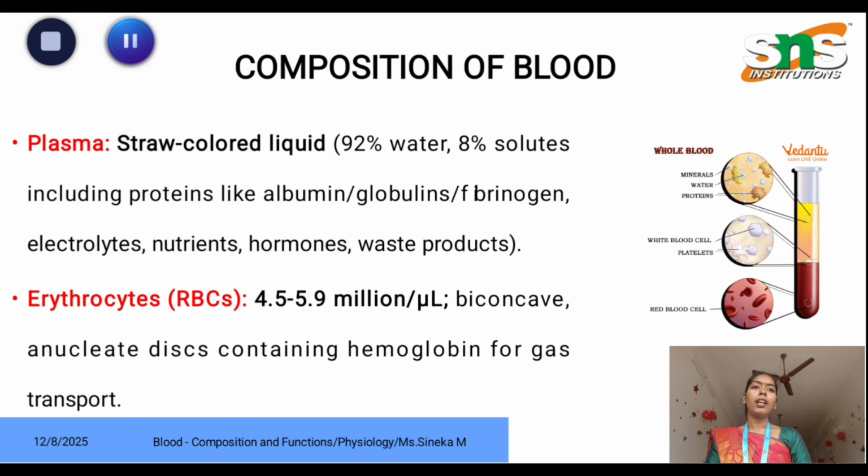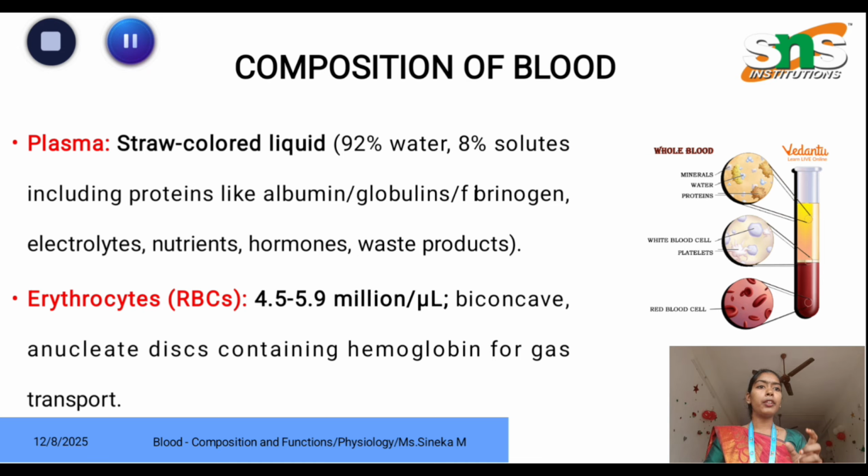Composition of blood. Usually blood is divided into two major types. One is plasma, the other one is formed elements such as blood cells. First we will see about plasma. Plasma is a straw colored fluid which includes albumin, globulin, fibrinogen. These three are called plasma proteins, which are helpful for major functions, and it also contains electrolytes, nutrients, hormones, waste products. Plasma is made up of water 92% and the other 8% is solutes.